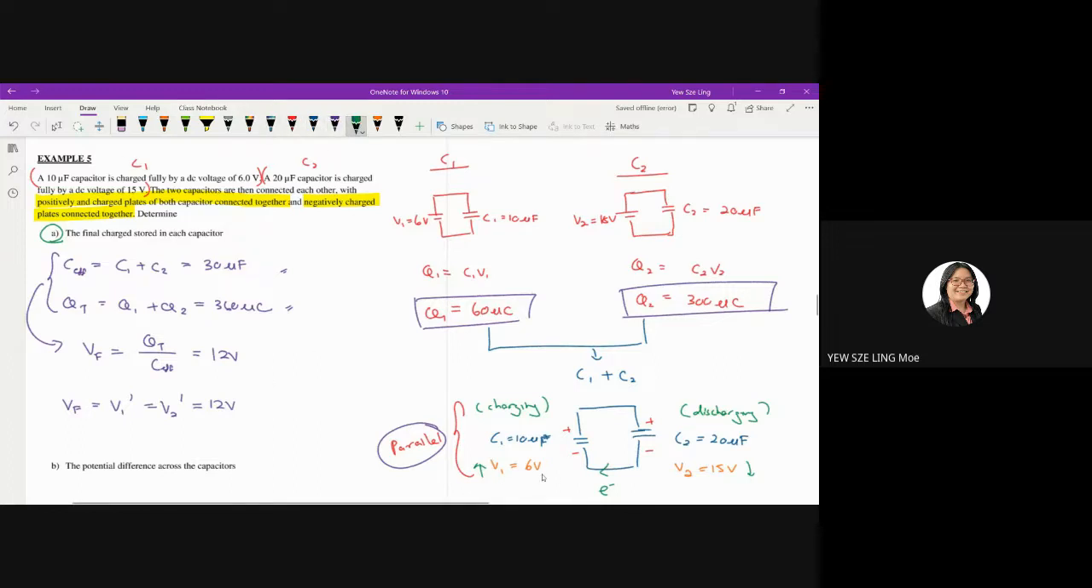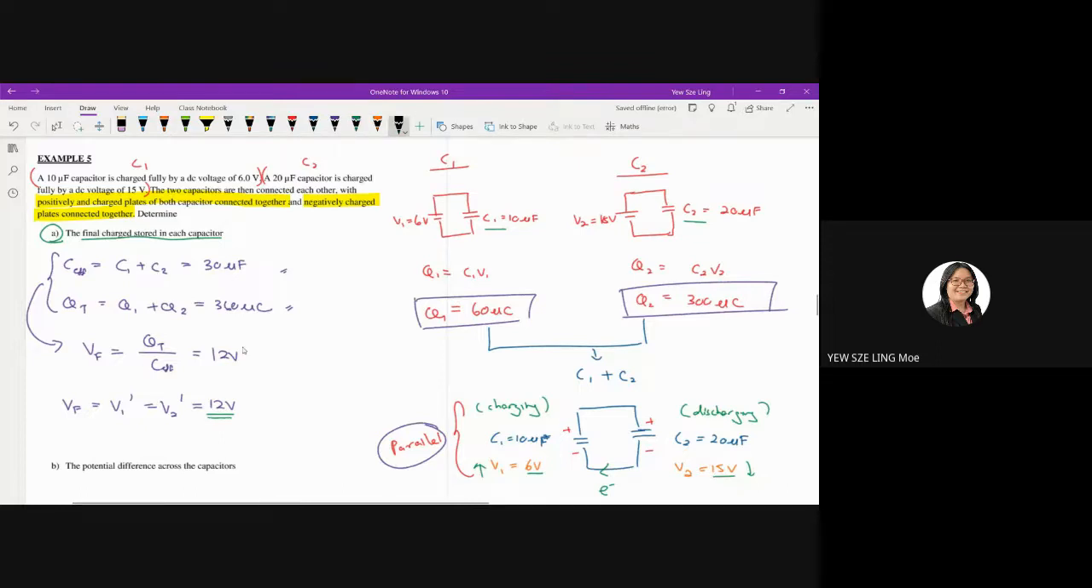It means now this 6 volt no longer exists, this 15 volt no longer exists. When they achieve equilibrium state, the potential difference across them is now equal to 12 volt. All right. So by using V1 prime and V2 prime, as well as C1 and C2, you can then calculate the final charge stored in each capacitor.